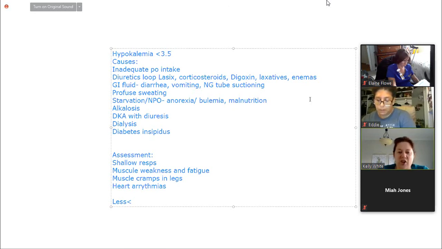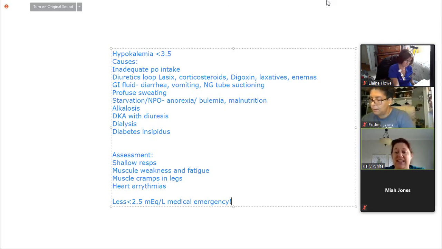All right. So if you have a potassium level less than 2.5 milliequivalents per liter, this is a major medical emergency. Okay. You want to do something really quick right now, because anything less than that, your patient is at great risk for expiring. Okay, the heart cannot handle a potassium level less than 2.5, and your patient is most likely going to code. Okay.